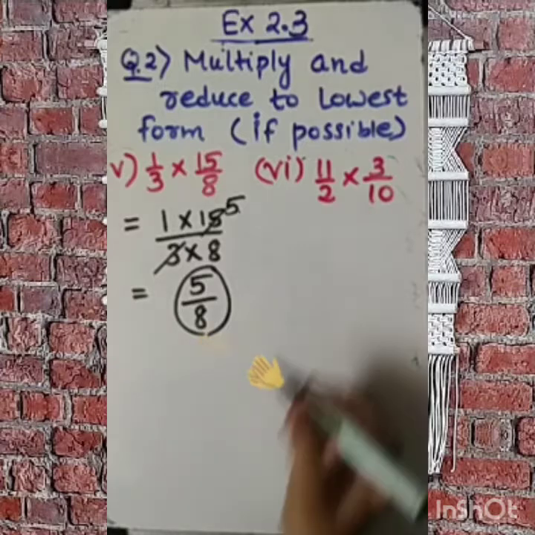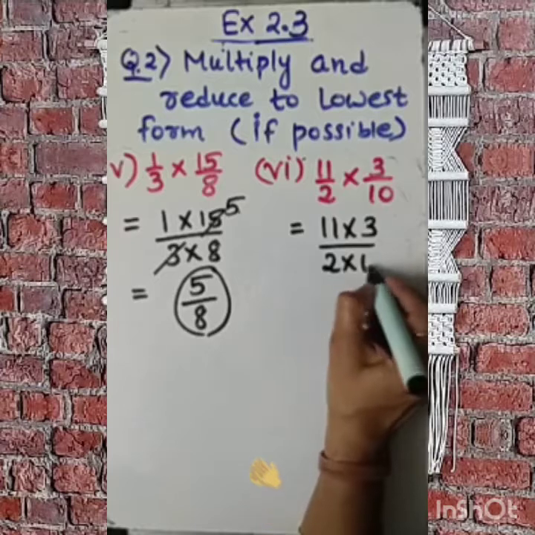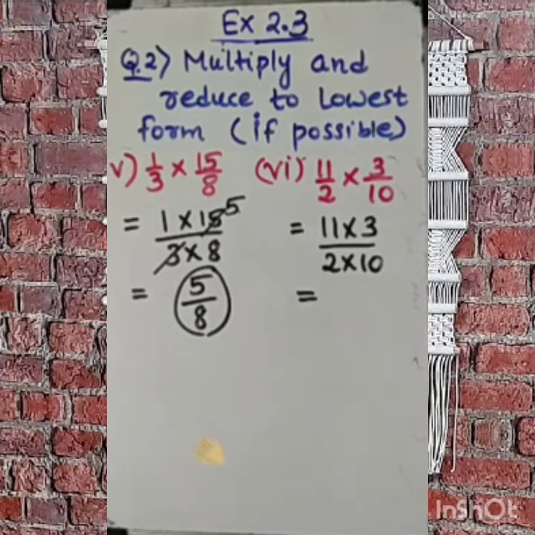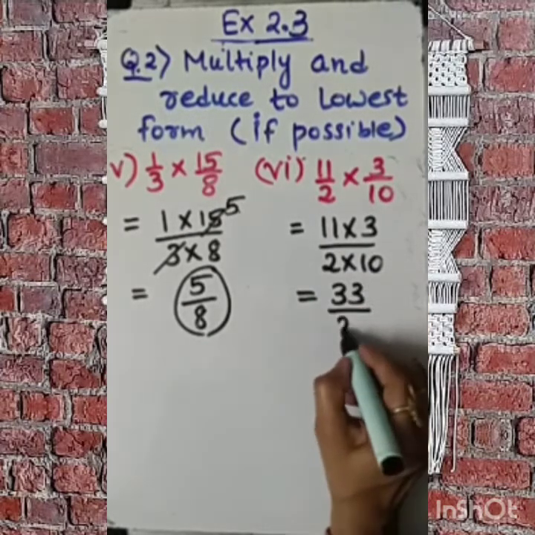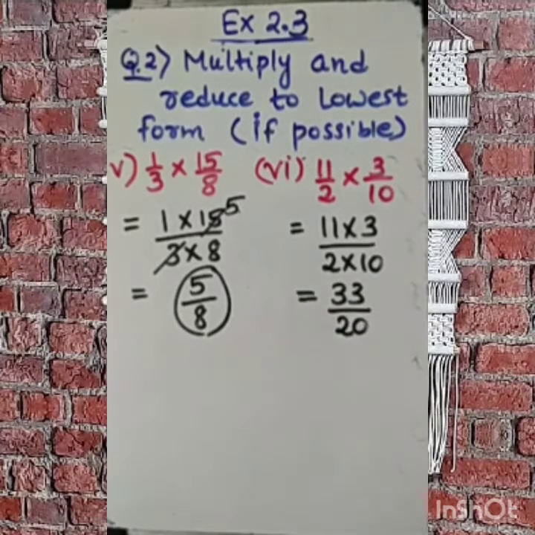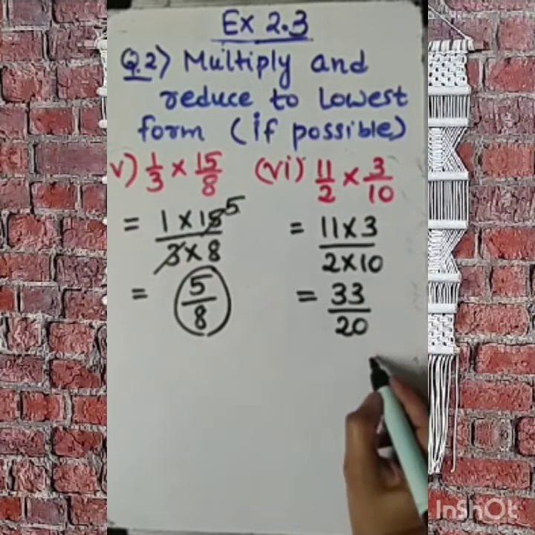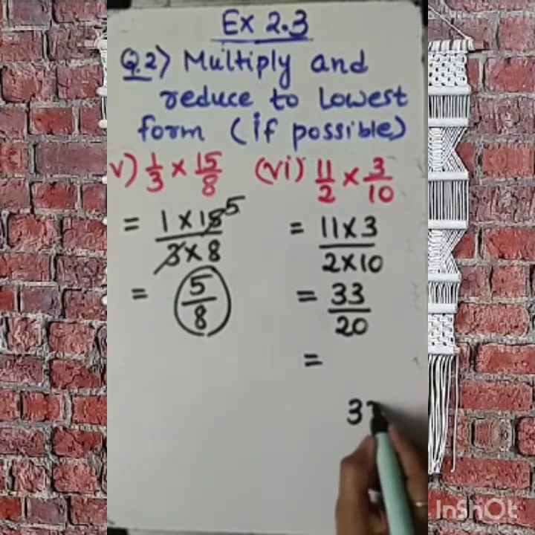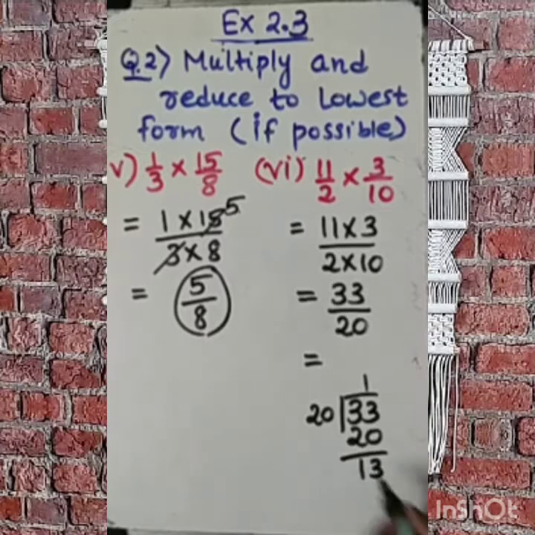Okay. So next is here 11 into 3 upon 2 into 10. Sorry to say there isn't anything common in numerator and denominator. So 11 3 33. 2 10 20. Now you see 33 by 20 is an improper fraction. So we need to divide 33 by 20. Let's see what the answer will be. 1 20 is 20. So 13 will be left. 33 minus 20 is 13.